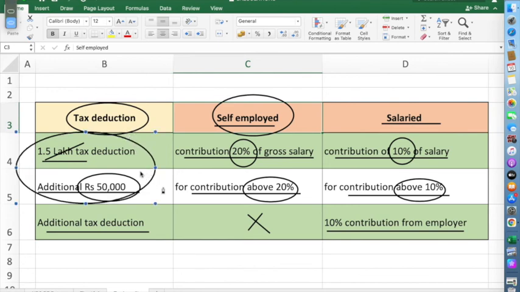That's it for today. Next episode we will discuss annuity providers and the returns they are giving.